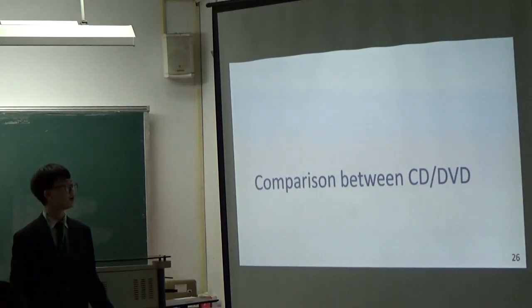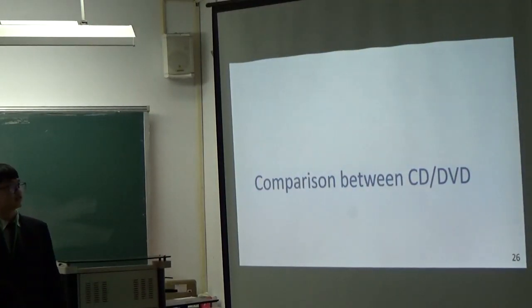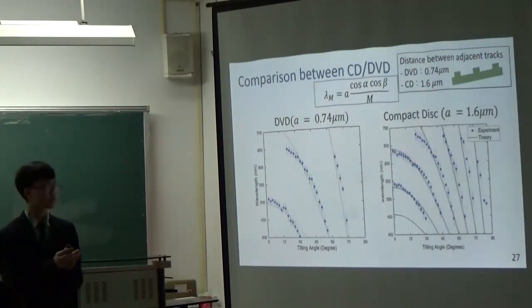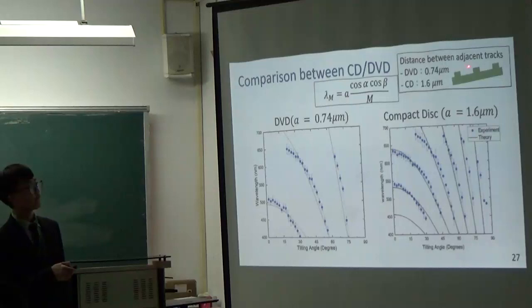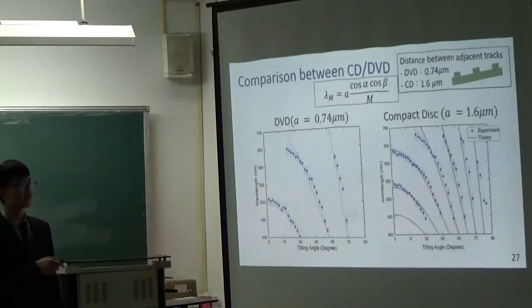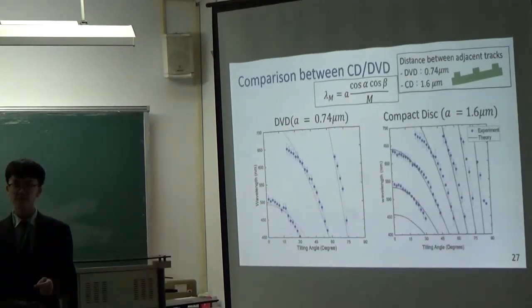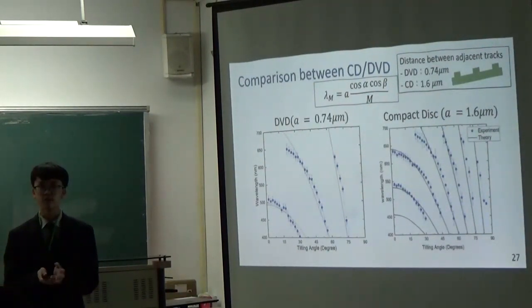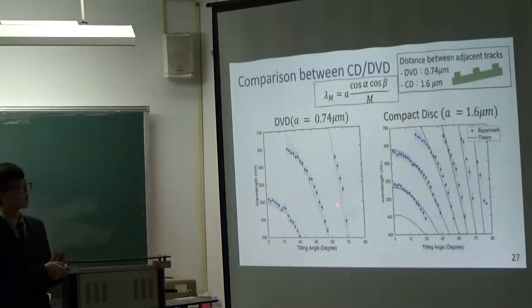Then we compare CD and DVD. We can find out that the pitch of the DVD is smaller. So if there is a pitch distance difference, we can find out that the DVD cannot contain that many wavelengths. Originally, the CD can contain 1, 2, or 3, but now the DVD can contain only 1 or 2. So the theory line will be smaller.